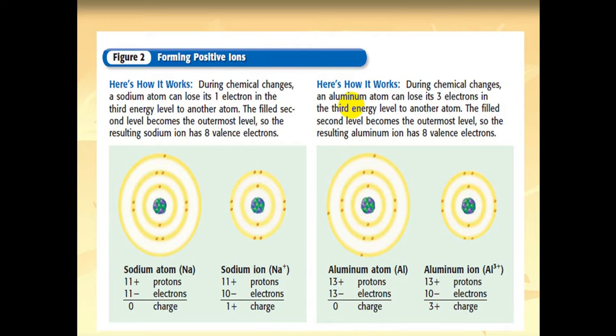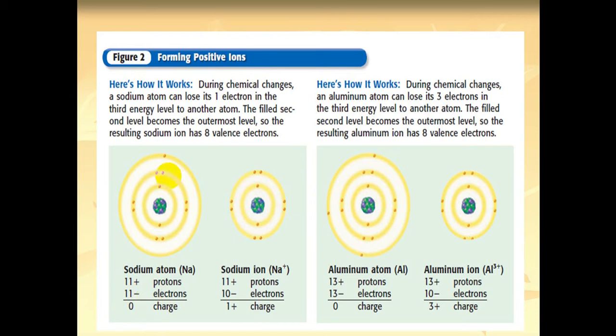Let's see an example of forming a positive ion, how a positive ion is formed. Here we have the sodium atom, Na. Sodium atom has 11 protons and 11 electrons. This is a neutral form of sodium. So the overall charge for sodium is 0 because 11 protons cancel the 11 electrons. So the overall charge is 0.